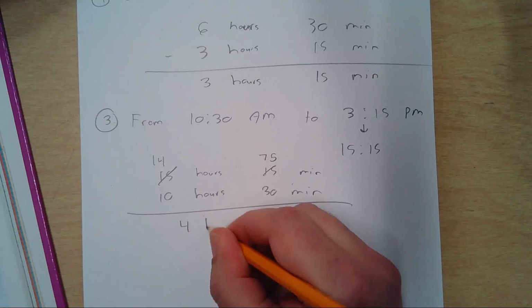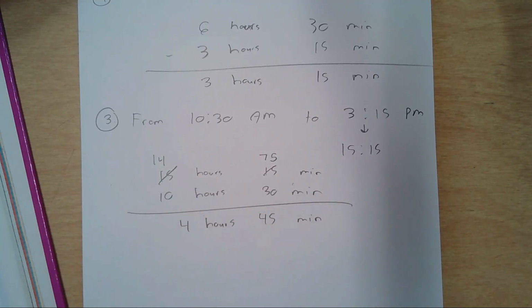14 minus 10. How much time has elapsed from 10:30 a.m. to 3:15 p.m.? 4 hours, 45 minutes. Another way you could do this, and again, I'll show another way you can decide, if you can get to military time and understand military time and how that works.